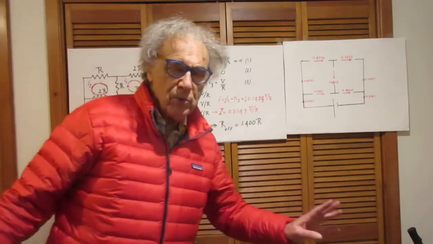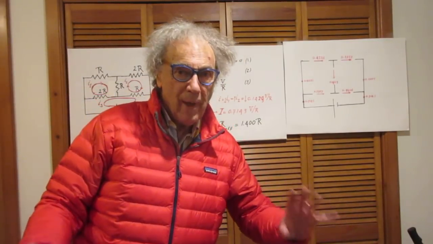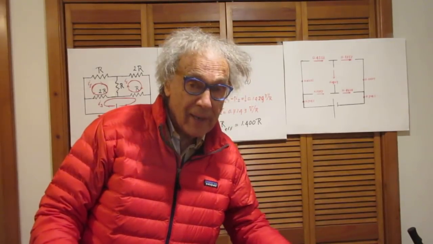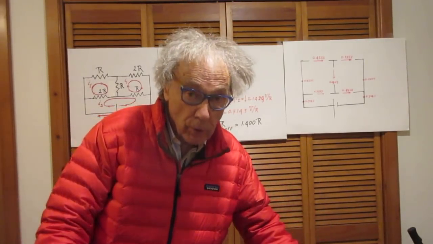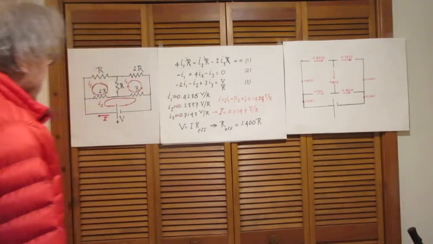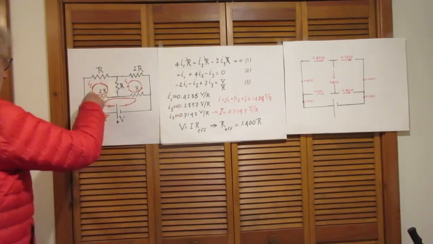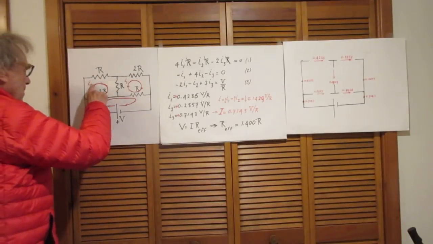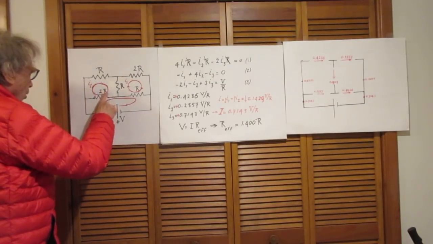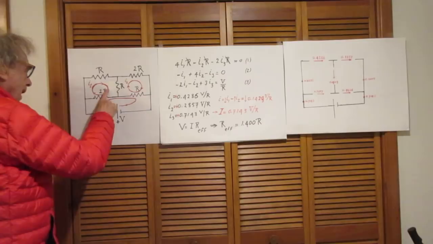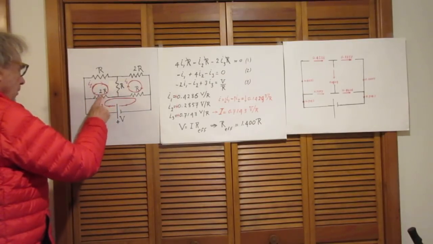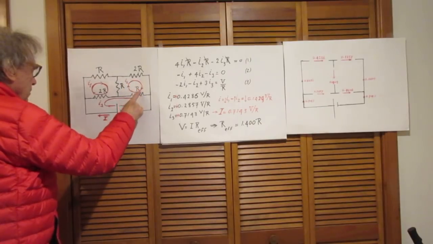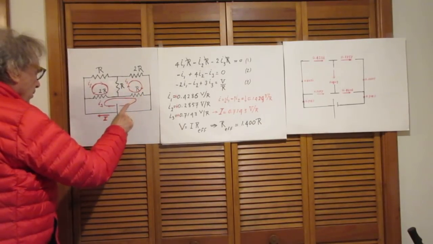I will first teach you an idiot-proof method. It always works. It's not necessarily the fastest, but it always works. In each loop that I see, 1, 2, 3, I draw a current clockwise. You can do it counterclockwise. I draw it clockwise. And I call that current I1. I call this current I2. And I call this current I3.